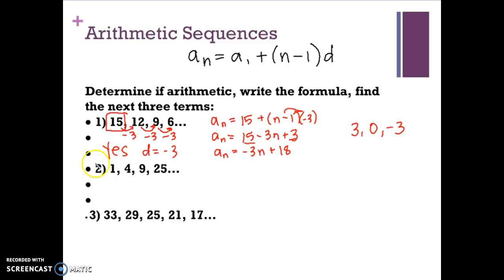So now I'm going to do the same thing for number 2. To go from 1 to 4, I add 3. To go from 4 to 9, I add 5. Because those are different, I already know that this is not arithmetic.